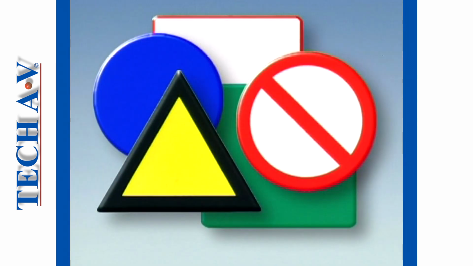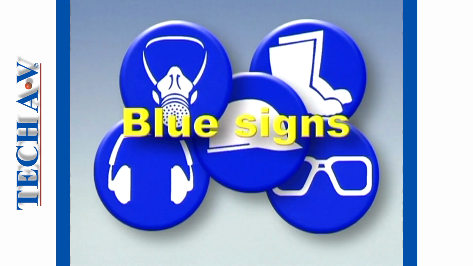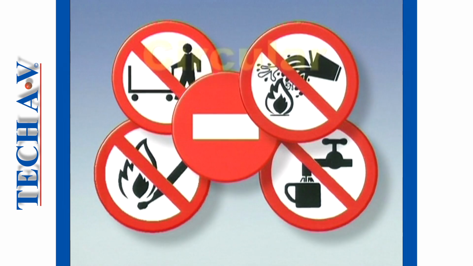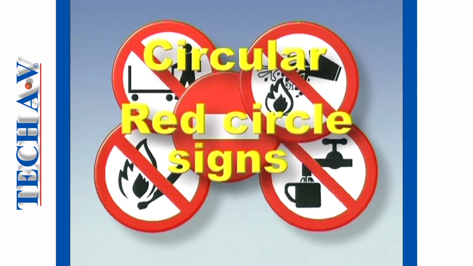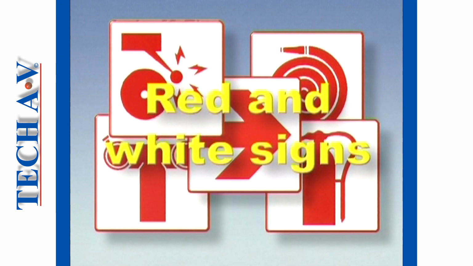There are 5 different types of signs. Green signs provide you with basic information. Blue signs instruct you to take some form of compulsory action and indicate which personal protective equipment you must wear. Circular or red circle signs prohibit you from doing something such as entering unauthorized or hazardous areas. Yellow and black signs provide warning of a local hazard or condition. And red and white signs identify the location of fire equipment.